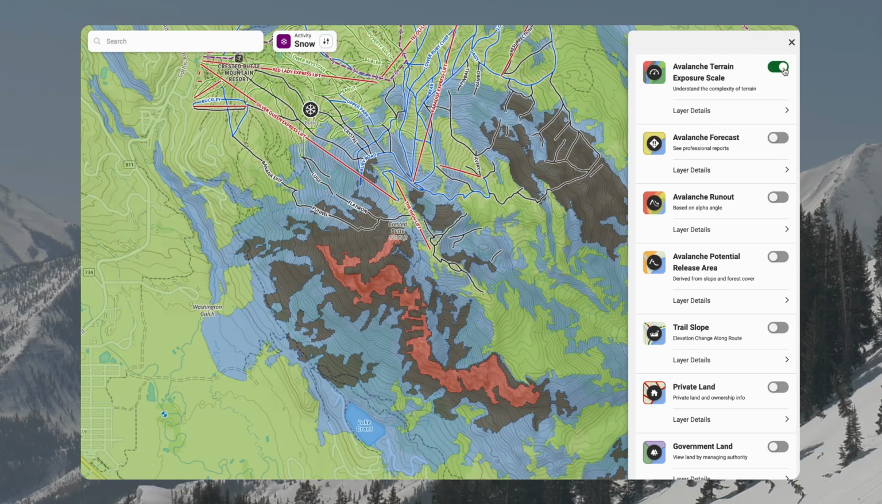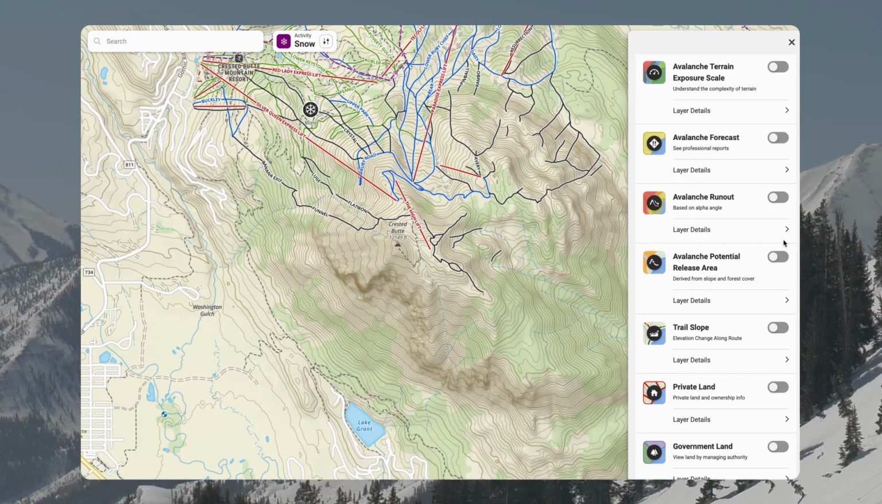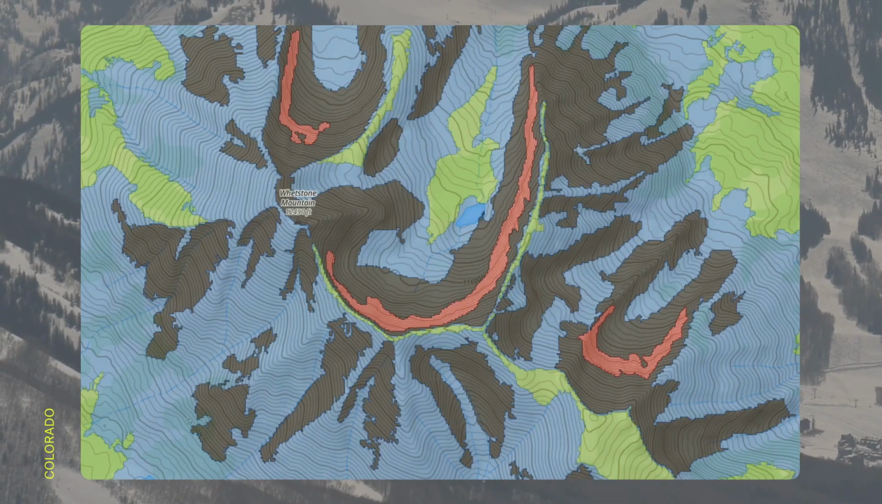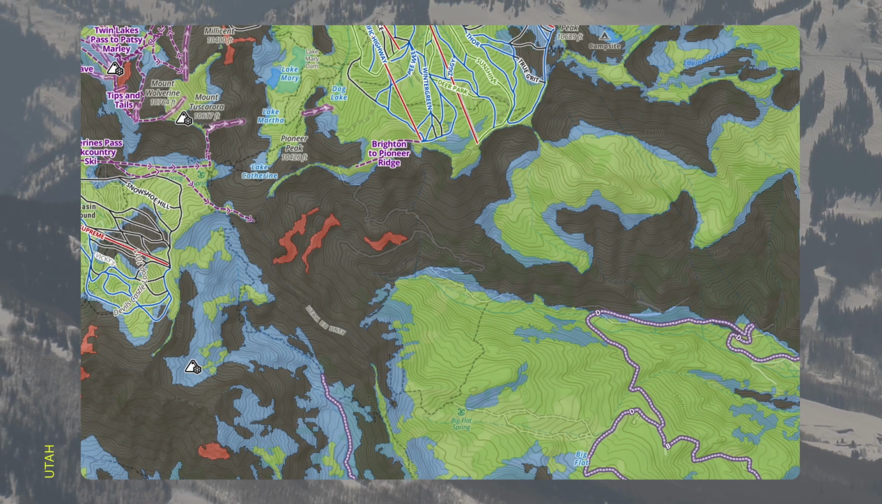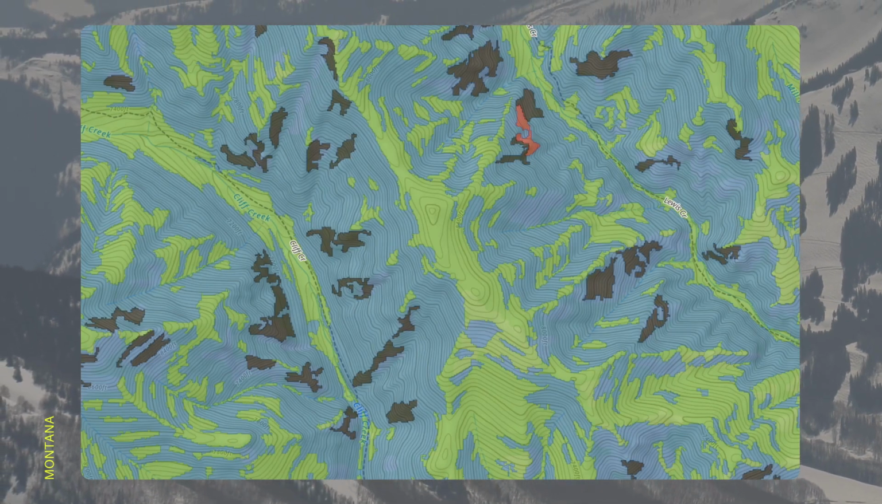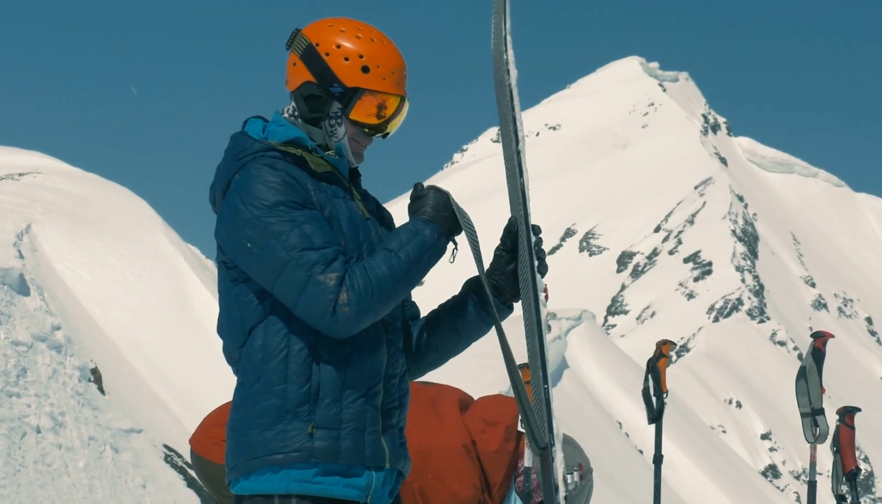This winter, we're excited to launch the ATES and runout and release area layers, and they'll be available in many parts of Colorado, in particular Crested Butte, Silverton, parts of the Front Range, and Rocky Mountain National Park. We will also have the layers available in the Wasatch and the Gallatin National Forest Avalanche Center coverage area in southwest Montana. We'll be adding more zones throughout the season, and we're excited to expand this effort to different areas.